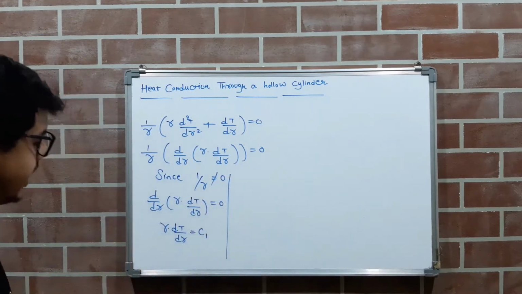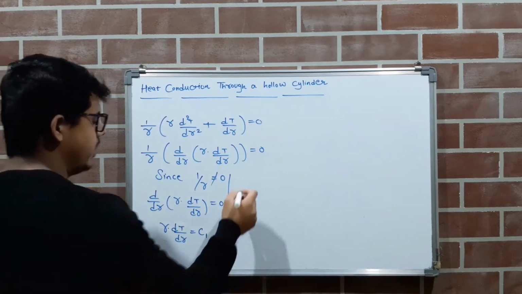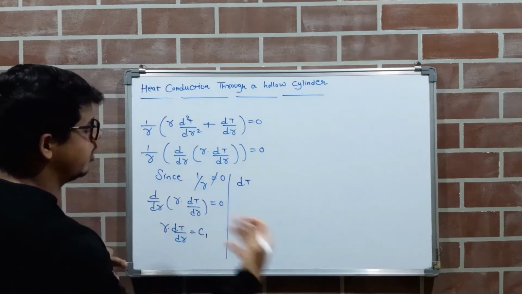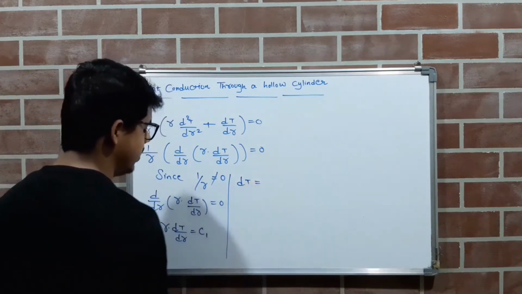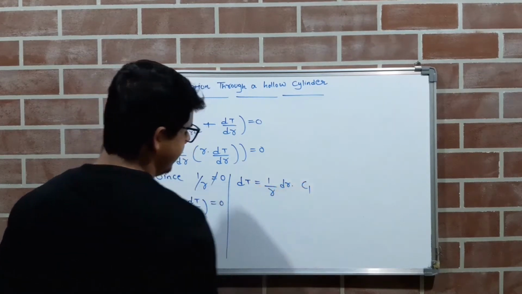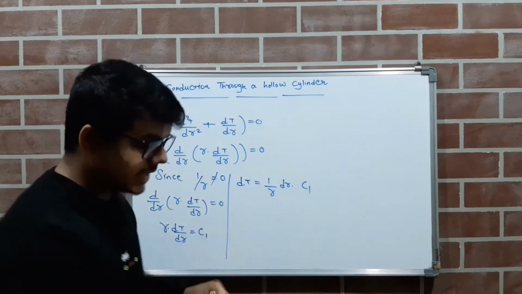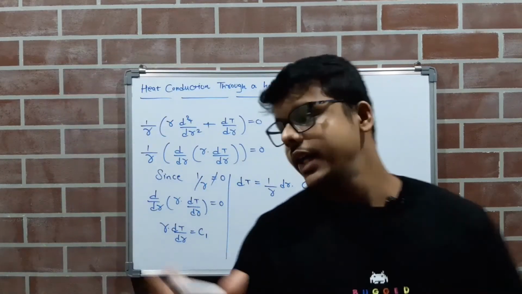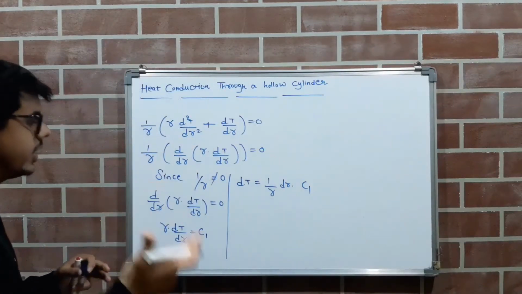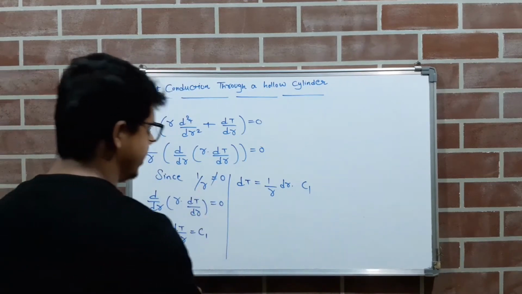Now what will be the next step? Now we will bring it into variable separable form. How can we bring it? Taking dT on one side and the r term on the other side. So dT equals 1 upon r into dr into c1. As we have obtained the variable separable form, the next step should be integrating that function. That step should trigger in your mind.